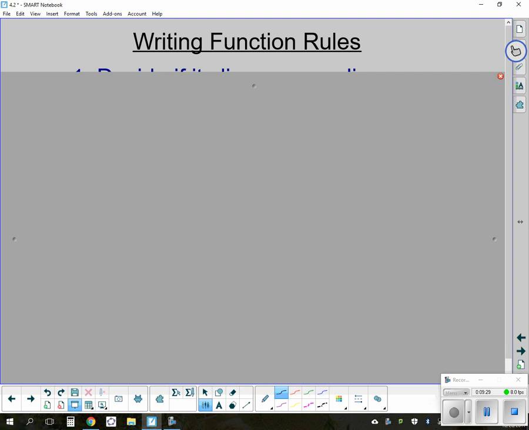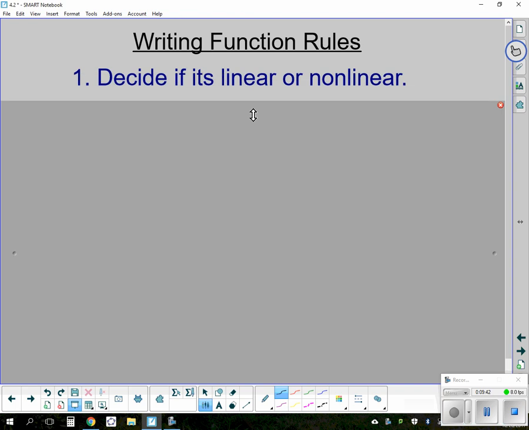All right, so we need to review writing function rules. We've already done this with the linear ones in the last section, but I think you guys could use some extra practice on that. So the first thing, in order to write a function rule, is decide if it's linear or nonlinear.